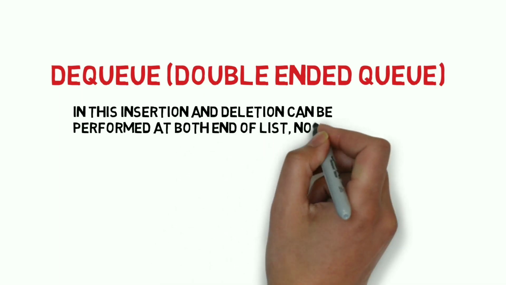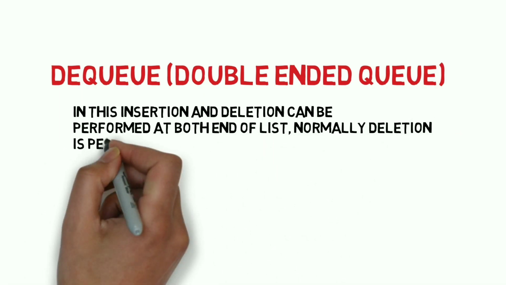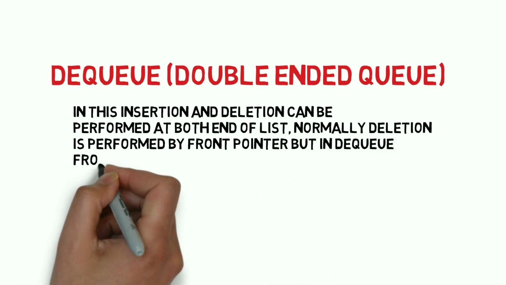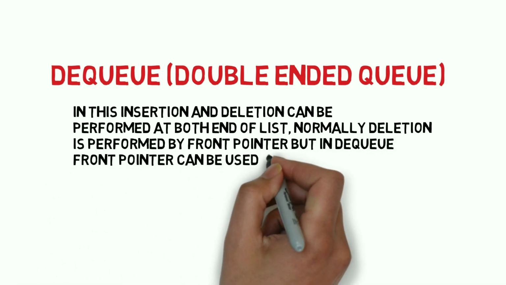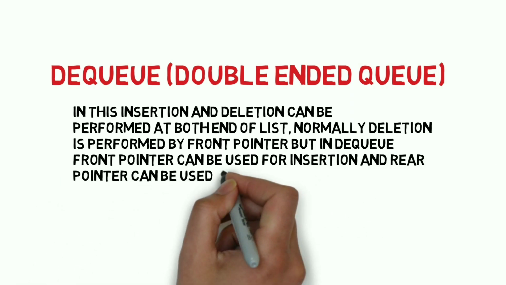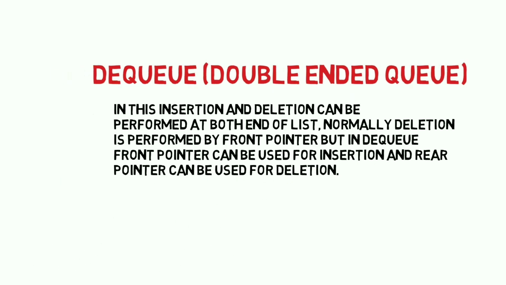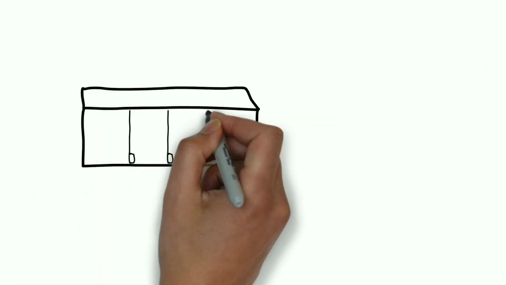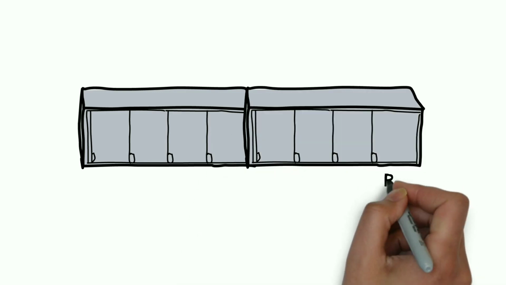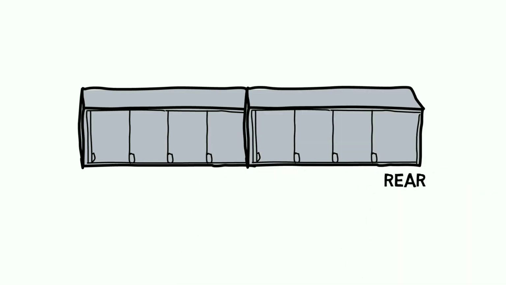Normally, deletion can be performed from the front pointer, but in DEQueue, the front pointer can also be used for insertion, and similarly the rear pointer can also be used for deletion. Suppose this is the list. This is the rear and this is the front of the list.